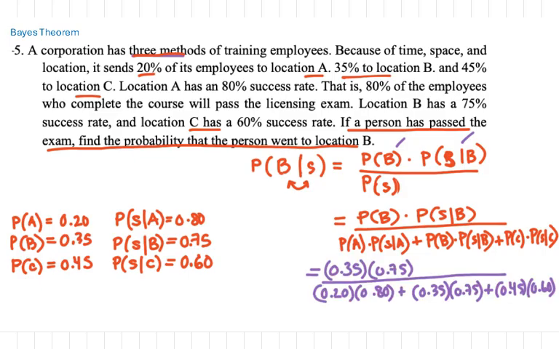And after we plug all that in, we get the probability that if you succeeded, you came from location B is 105 over 277, which is approximately 37.9%.